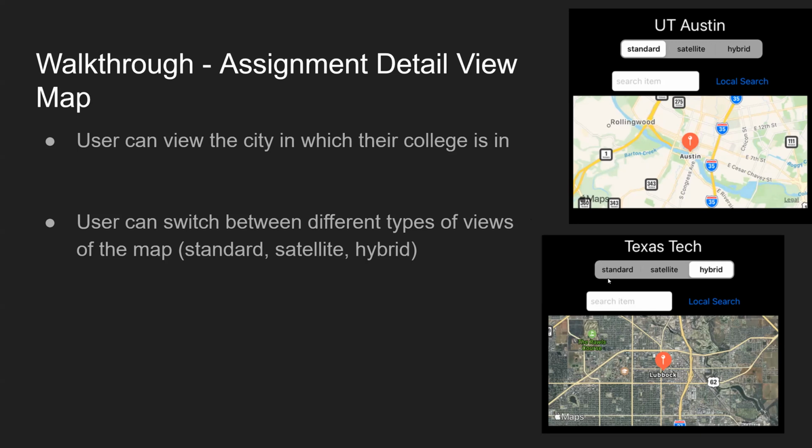And also the user has the ability to switch between different types of maps. So you can see the first one's in a standard type map, and the second one is in a hybrid type map.